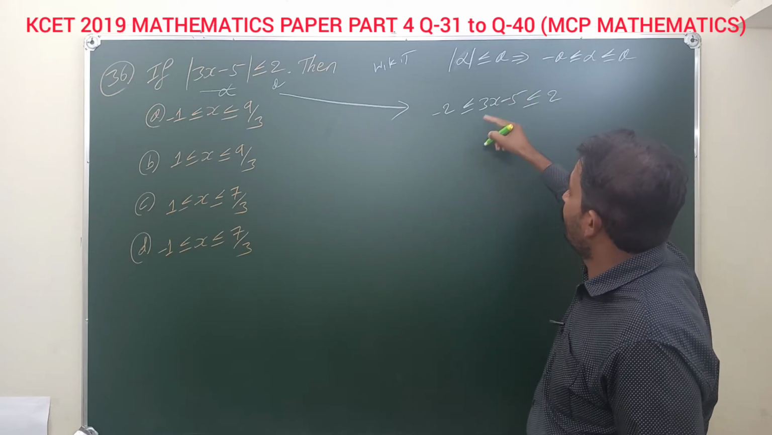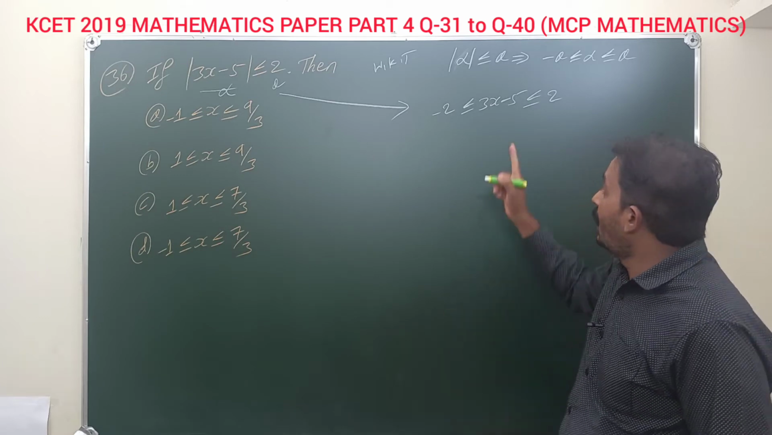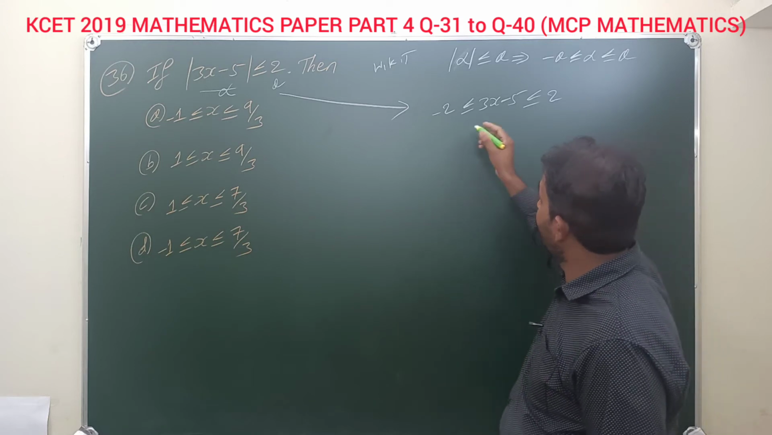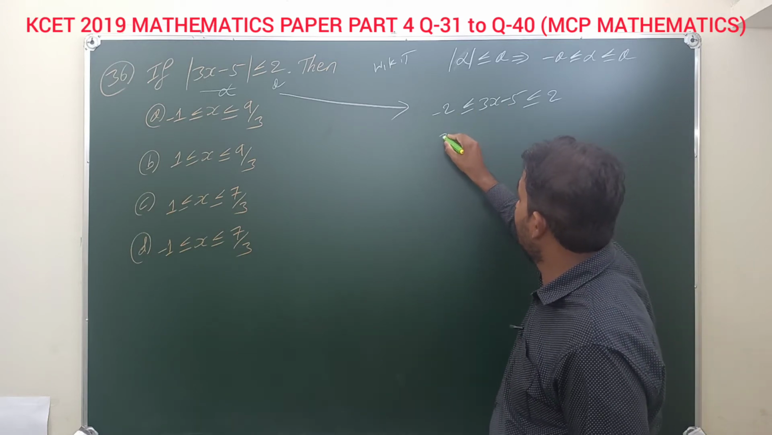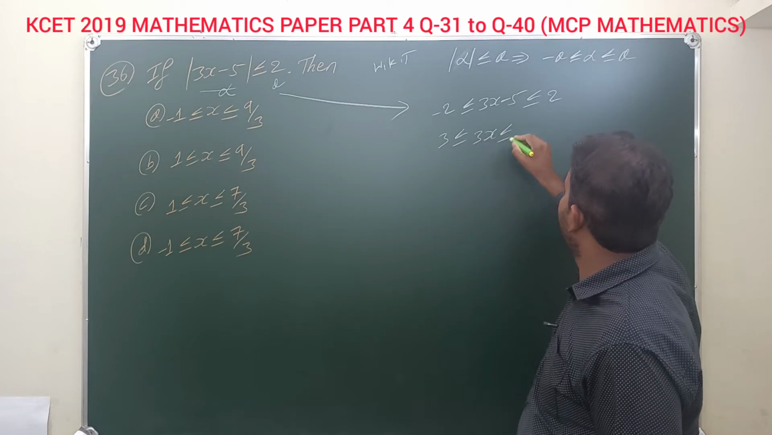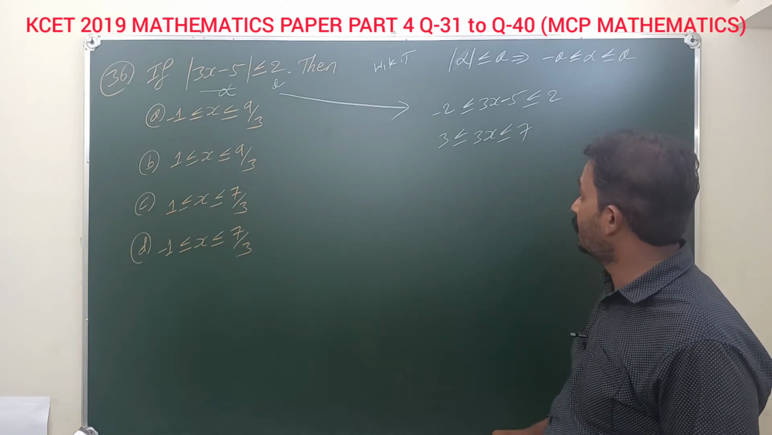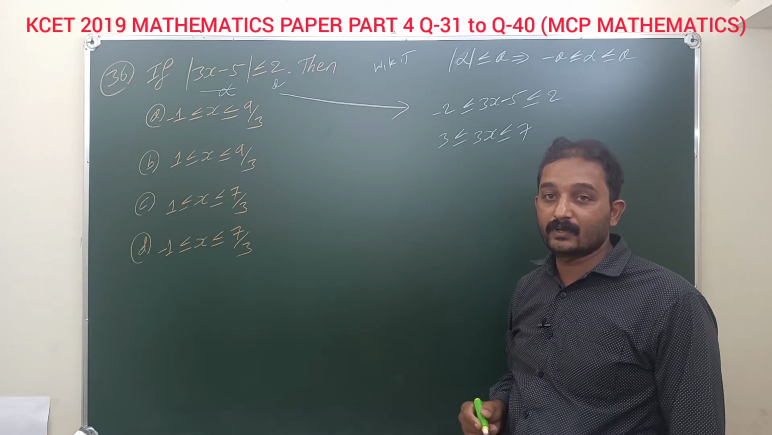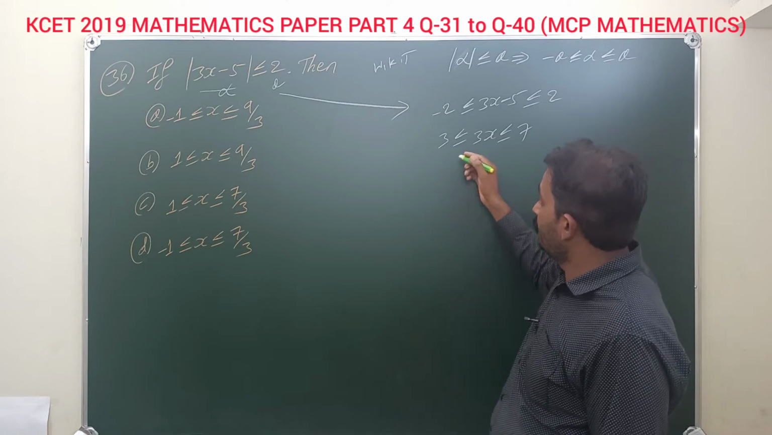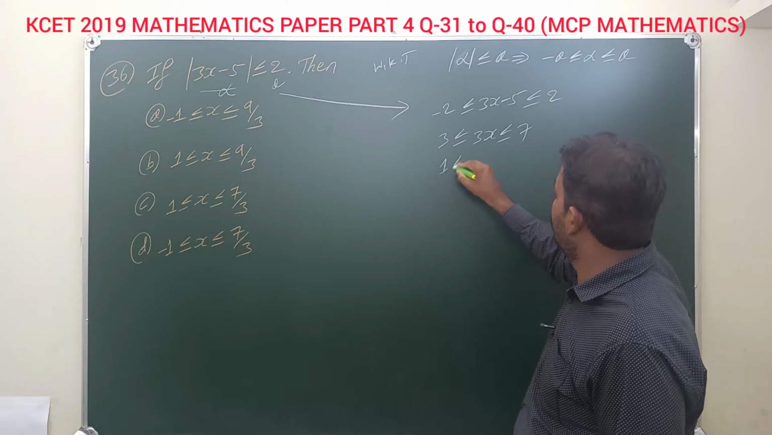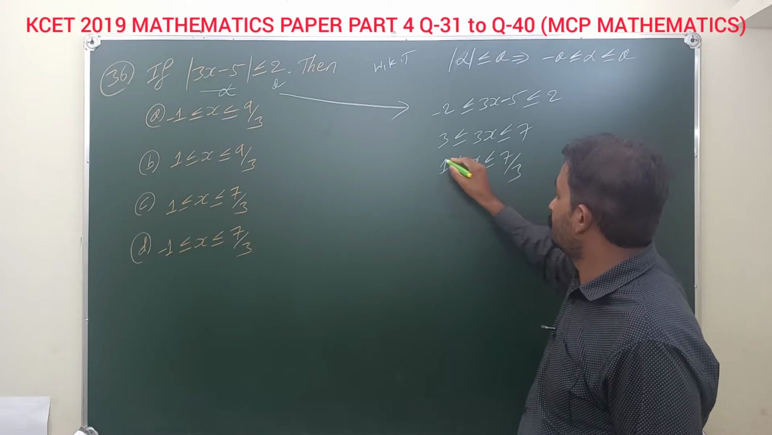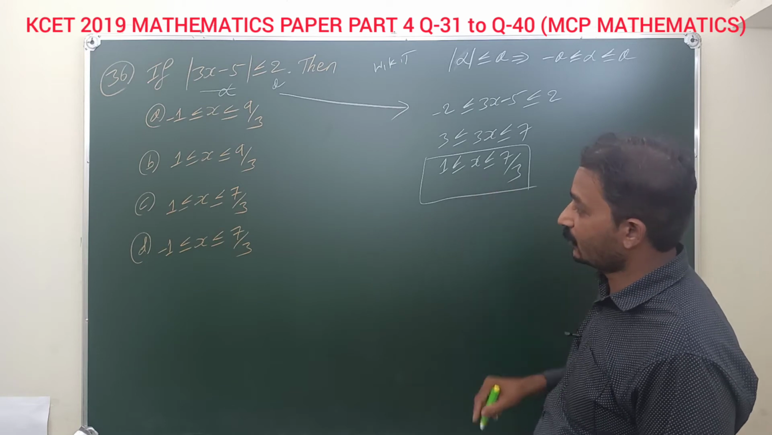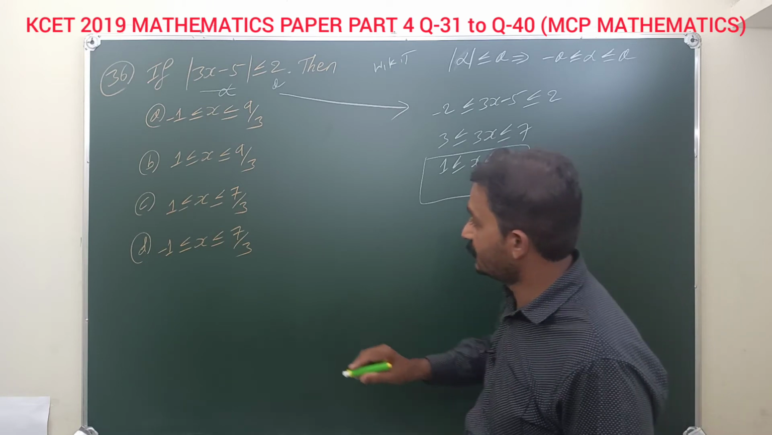Here we have to find out the x value. So add plus 5 to all the terms. The linear inequation does not alter in this case. Minus 2 plus 5 is 3, and 2 plus 5 is 7. So it becomes 3 less than or equal to 3x less than or equal to 7. Now divide all the terms by 3. Here also the inequation does not alter because a positive number is dividing all the terms. So 3 by 3 is 1, and x is less than or equal to 7 by 3. So the solution of this inequation is x greater than or equal to 1 and less than or equal to 7 by 3, which means option C is correct.